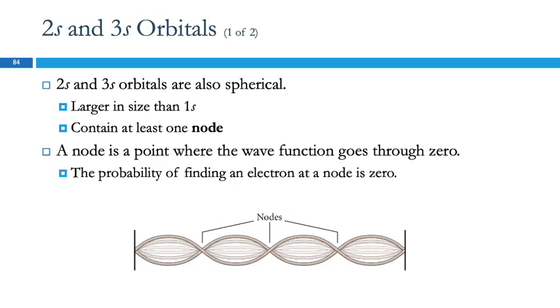When you get into those higher energy levels, 2s and 3s, those are also spherical, but they're bigger, and now they have nodes in them. A node is a point where the wave function goes through 0. So the probability of finding an electron at a node is 0.